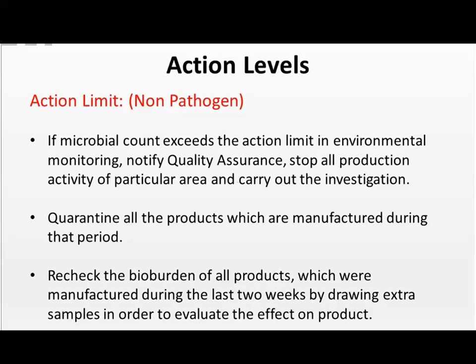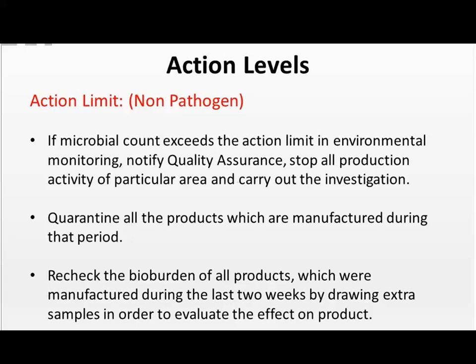When you reach your action level, this is a level in which your microbial count exceeds the action limit when you're monitoring. And again, you want to notify quality assurance. Now, typically what is going to happen when you reach an action level, quality assurance may stop production and they will carry out an investigation.